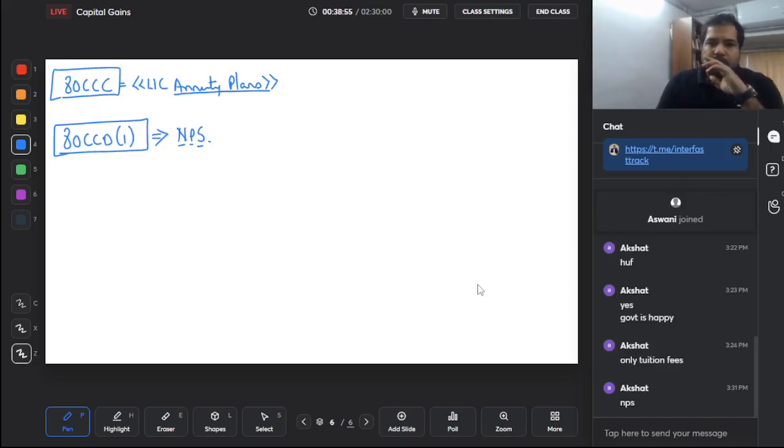So here the government says that this is a scheme account, open it and contribute up to 10% of your salary. So you will get a deduction up to 10% of your salary. Yes, you can get a deduction up to 10% of your salary. So if your salary is 10 lakhs, up to 1 lakh. Can you contribute more? Yes, but the deduction will be limited to 10% of salary.